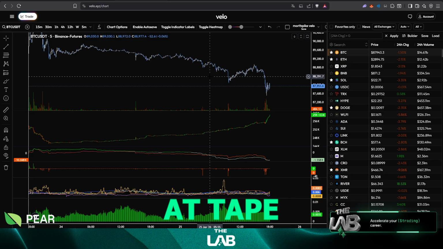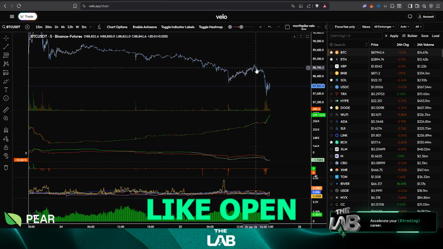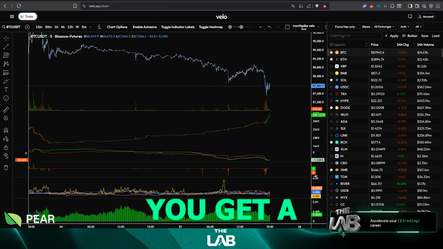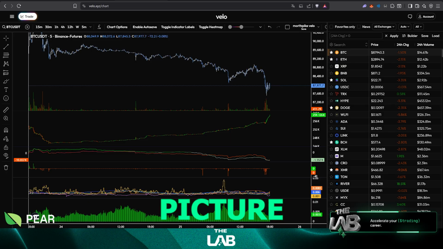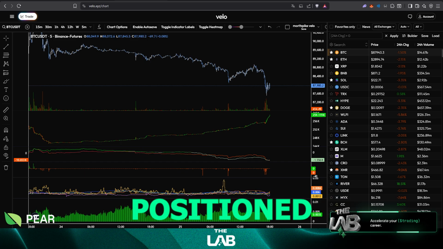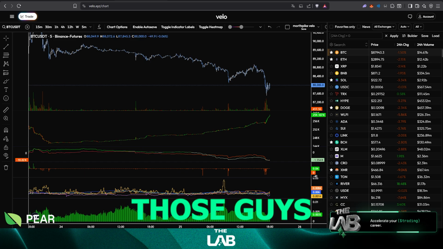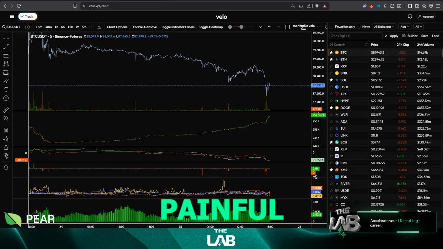But with looking at tape and looking at the flow and also checking stuff like open interest, you get a pretty good picture. And this picture completes the phrase: try to read and understand the room. Try to understand how everyone is positioned, what is maybe the most hurtful outcome for those guys, and how likely is this painful outcome.